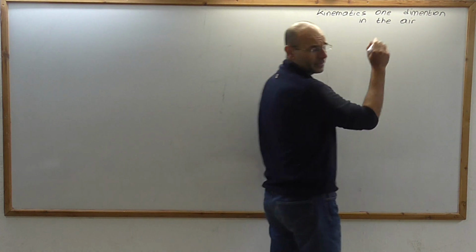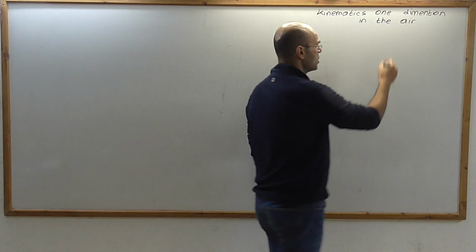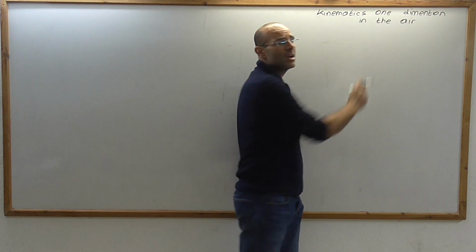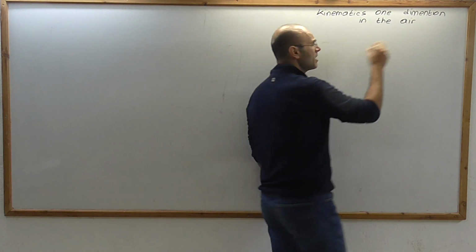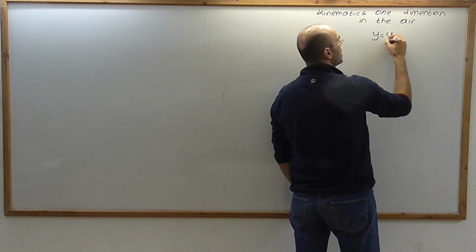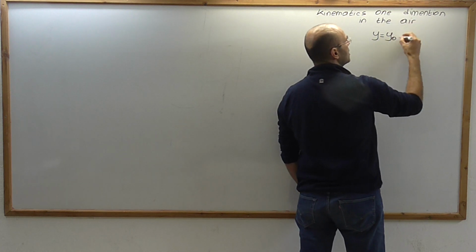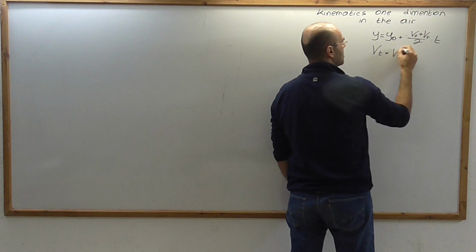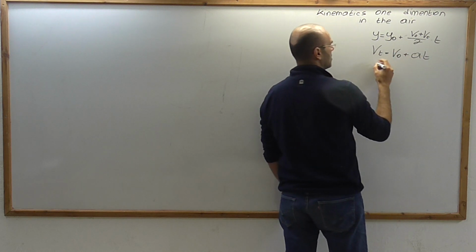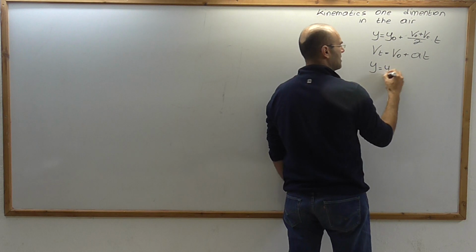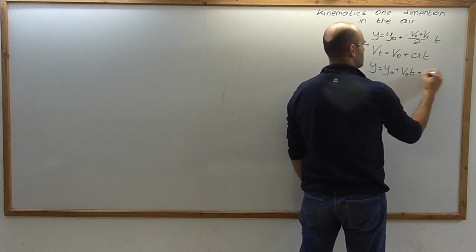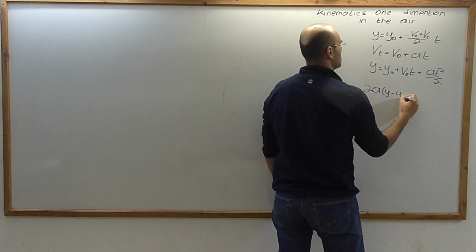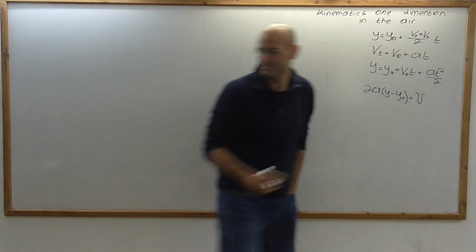So I'm writing the kinematic equations. When we do it in one dimension in the air, instead of x, we use y. So the equations will look like this. y equals y0 plus v0 t. This is this, and that, and that. And the last one is that. Sorry.